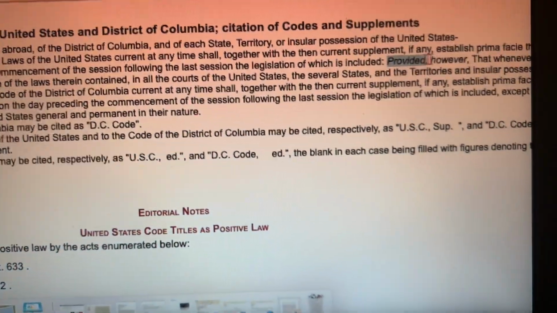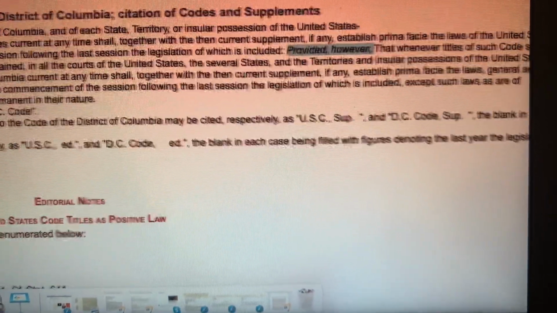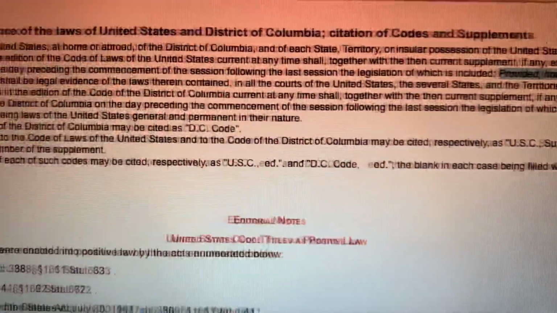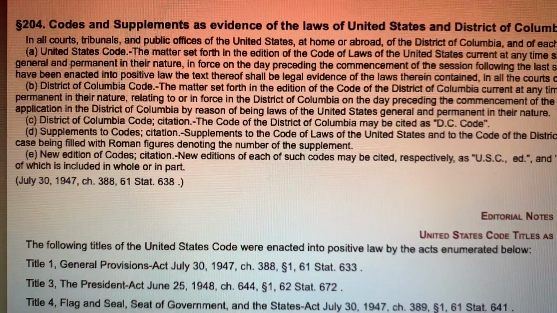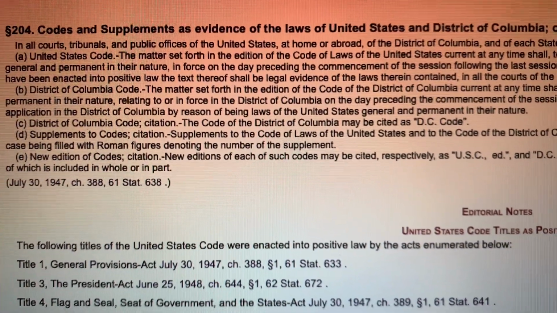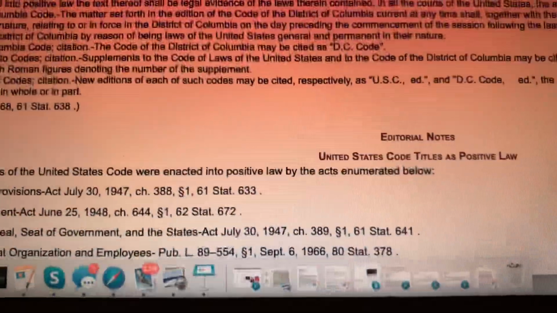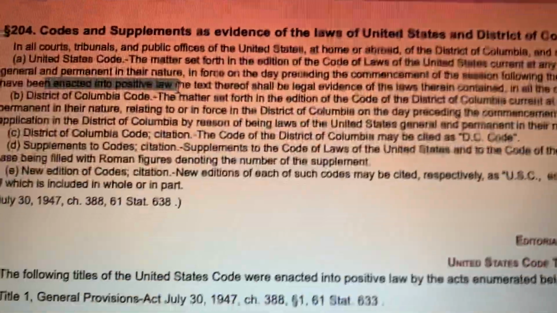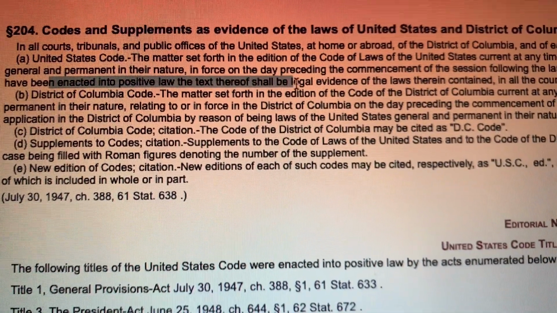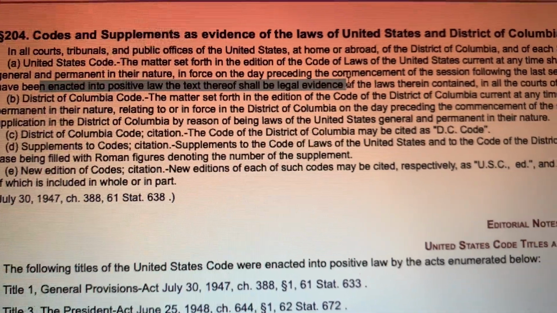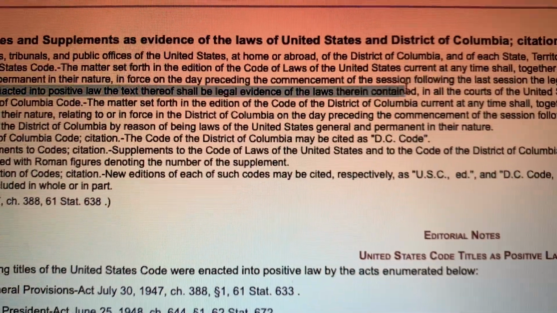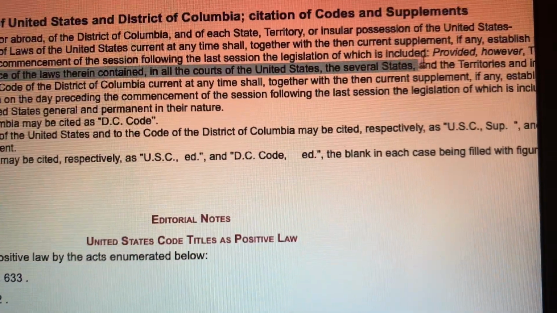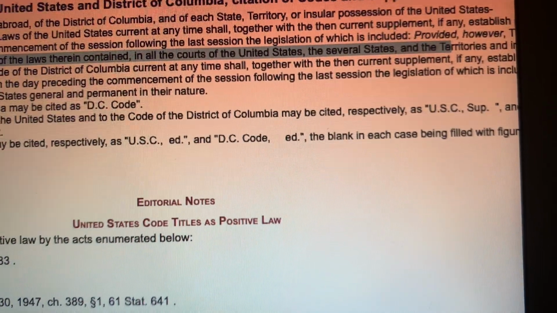Okay, provided, however, that whenever titles of such code shall have been enacted into positive law, the text thereof shall be legal evidence of the laws therein contained in all the courts of the United States, several states, the territories, etc., etc.